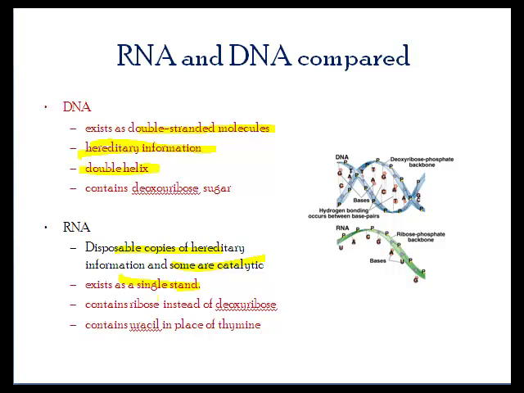DNA is a double helix, and we already said that. DNA contains deoxyribose sugar, which is a sugar that has one less oxygen. RNA contains ribose instead of deoxyribose. And the last thing is RNA contains uracil in place of thymine. A comparison between DNA and RNA is usually a good question to come up on a test.